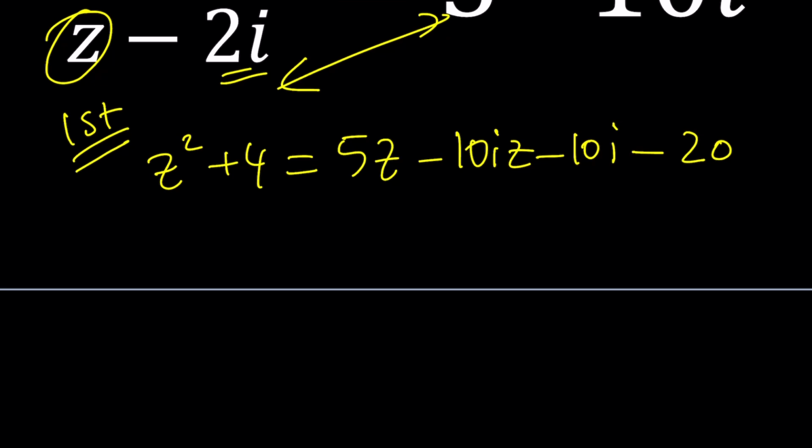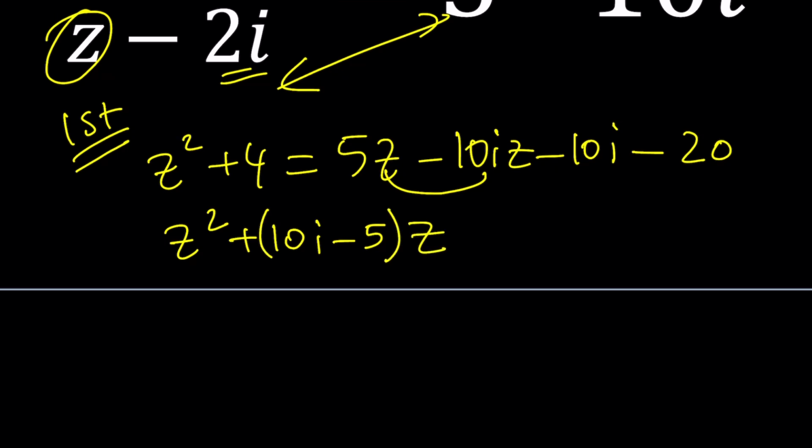Now, let's go ahead and put everything on the same side. This is going to turn into a quadratic in z, which we can solve by using the quadratic formula. Awesome. Now, let's bring in these two things, but notice that the coefficient of z is going to be on the left-hand side, 10i minus 5, because we have to negate the terms and then just multiply by z. And I'm going to bring this over. 4 plus 20 is 24. So we're going to have 10i plus 24, which you could also switch around and write as 24 plus 10i. No big deal.